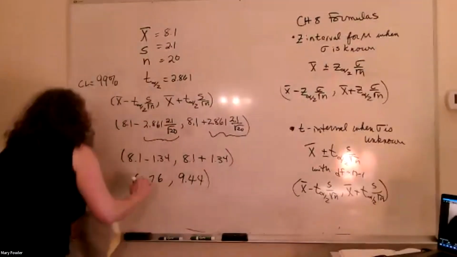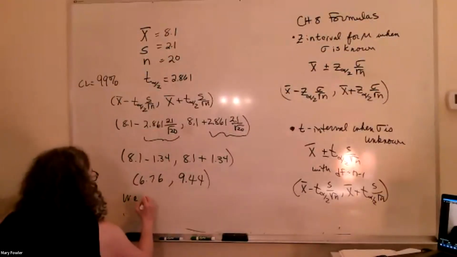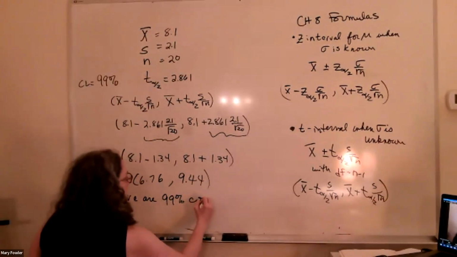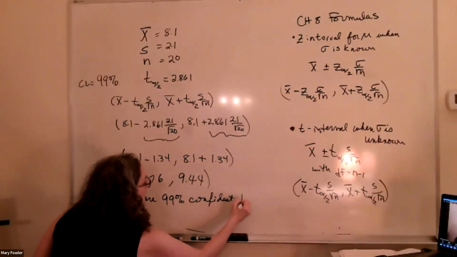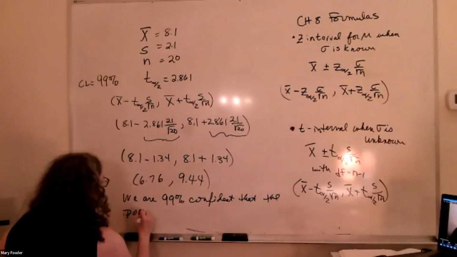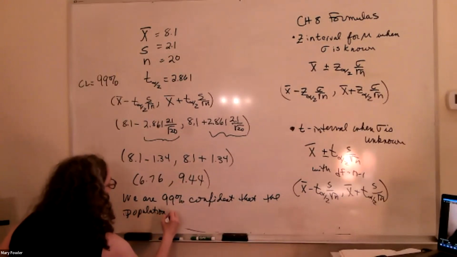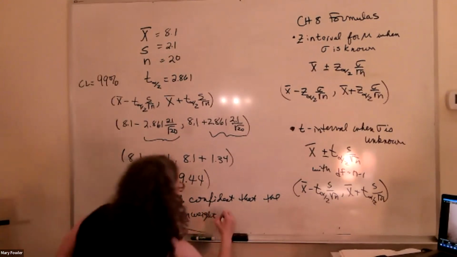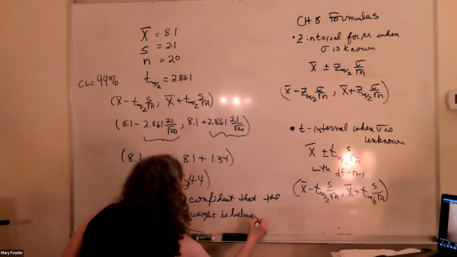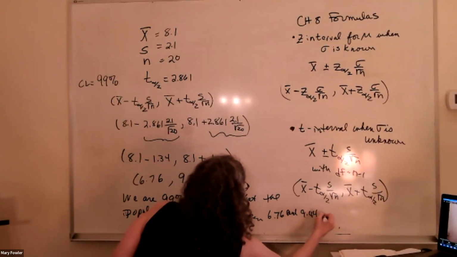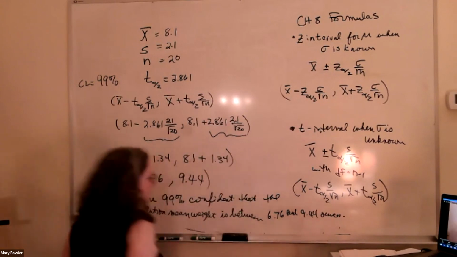And the interpretation is we are 99% confident that the population mean apple weight is between 6.76 and 9.44 ounces. Okay.